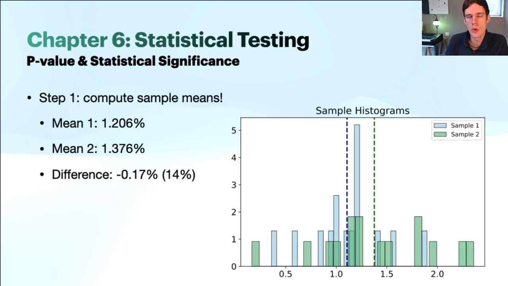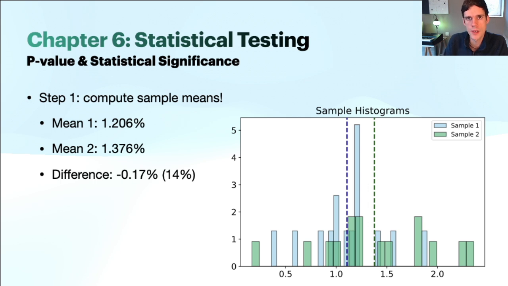Let's make this now more concrete and consider that you indeed have two sample data sets, each containing 15 data points. If you compute the mean for sample 1, you get 1.206%. If you compute the mean for sample 2, you get 1.376%. And thus, the difference between these two is minus 0.17%. Or if you look proportion-wise, the difference is roughly 14%. Now you can see the datasets visualized here as a histogram, and the means are depicted as the vertical lines.